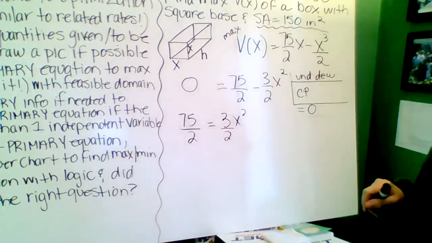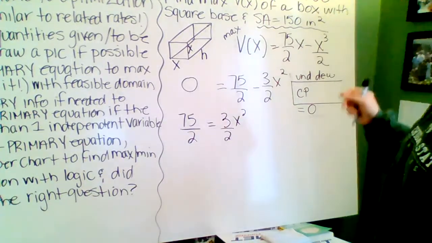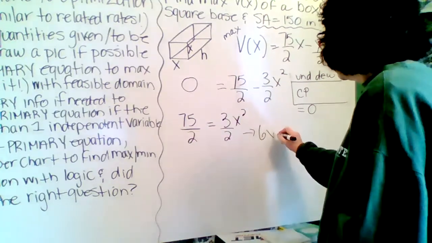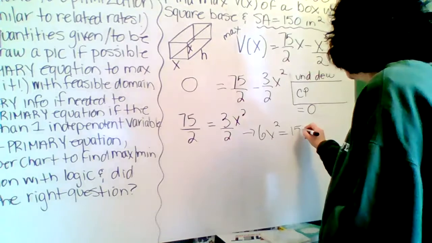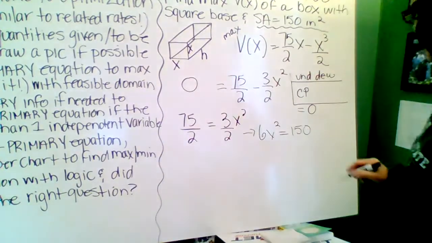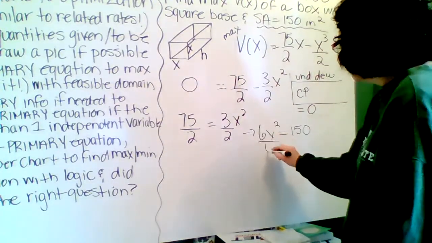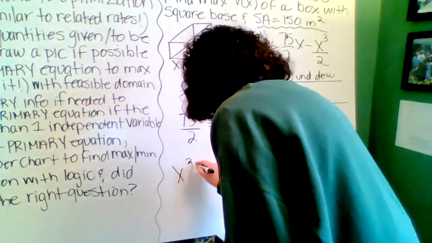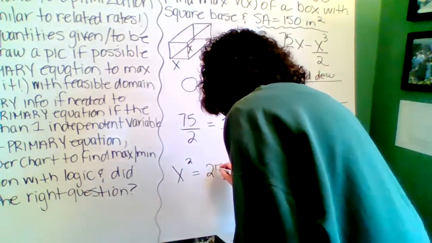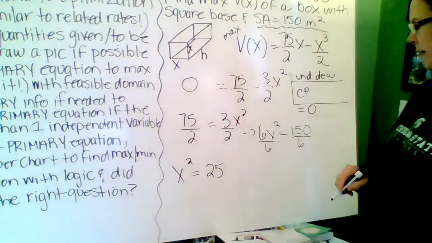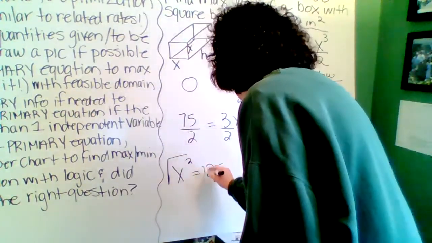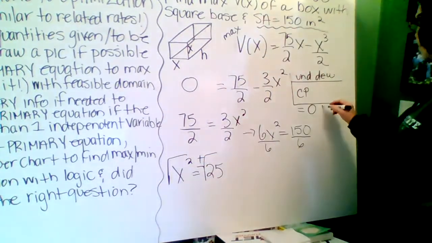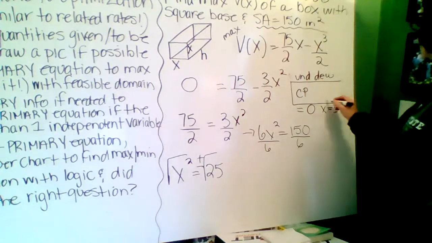Couple ways to go here, but I could cross multiply, right? 6x squared equals 150, right? And I will divide both sides by 6, so x squared equals 25, right? 150 divided by 6 is 25. And we'll take the square root. So that happens at plus or minus 5 for a critical point. That's where the derivative is equal to 0.